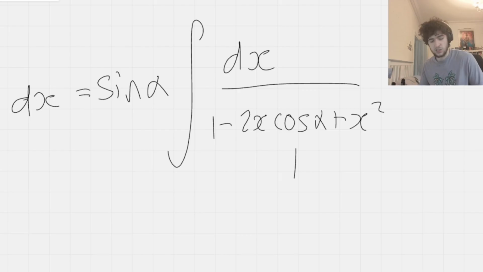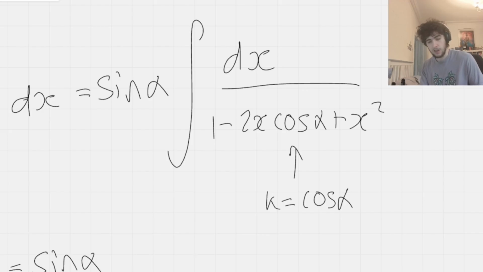So effectively, you can see here, this is just the same as the integral we just solved, but with k equal to cosine alpha. So we know the answer. We don't need to do any dilly-dallying. We can just go straight into it. Sine alpha multiplied by 1 over the square root of 1 minus k squared. K here is cosine alpha. So 1 minus cos squared alpha, multiplied by arctan.